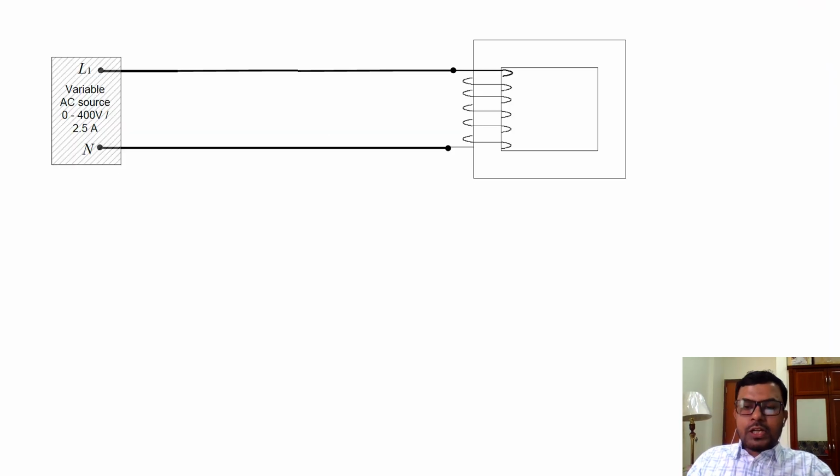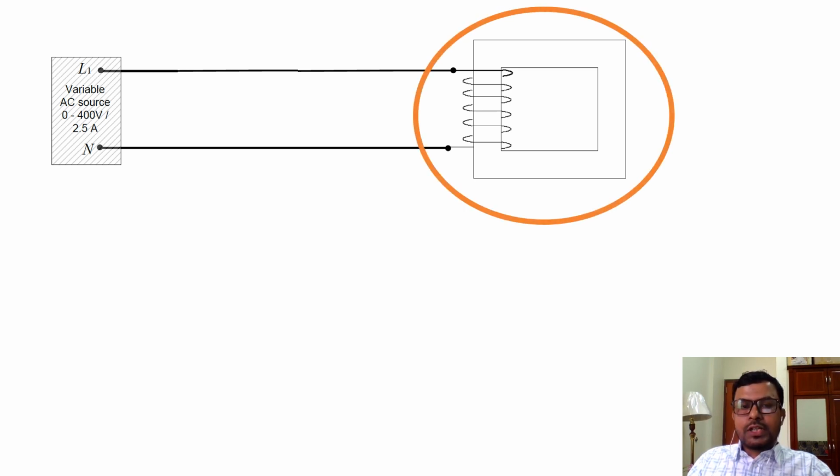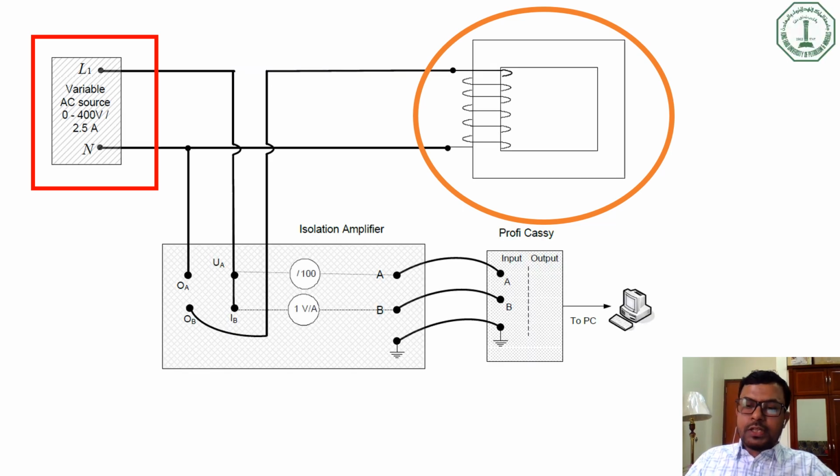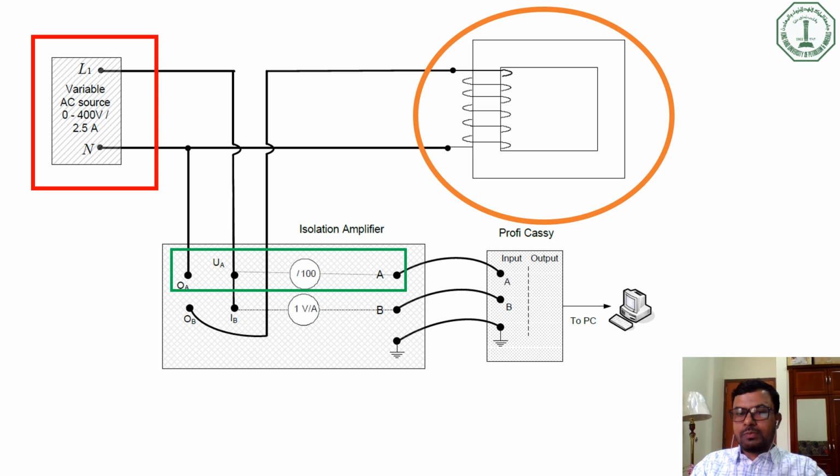This simple diagram is our today's experimental setup, where a magnetic core is connected to a variable AC power supply. Now we connect the experimental setup with our available data acquisition system, for example, isolation amplifier, Profi KC, and KC software. In this experiment, channel A of the isolation amplifier will be used for voltage measurements, that's why it is divided by 100, whereas channel B is used for current measurements and it is divided by 1.